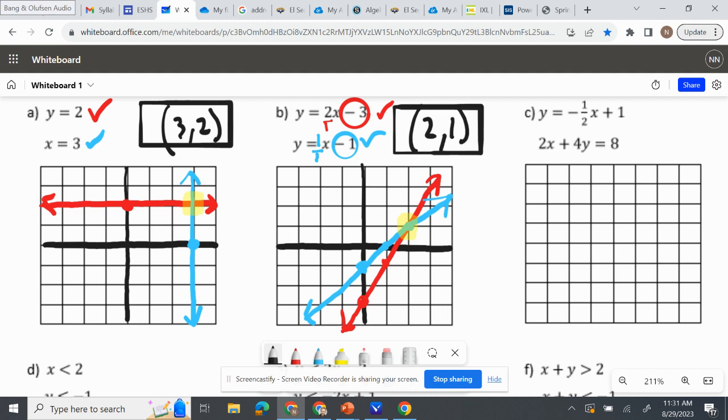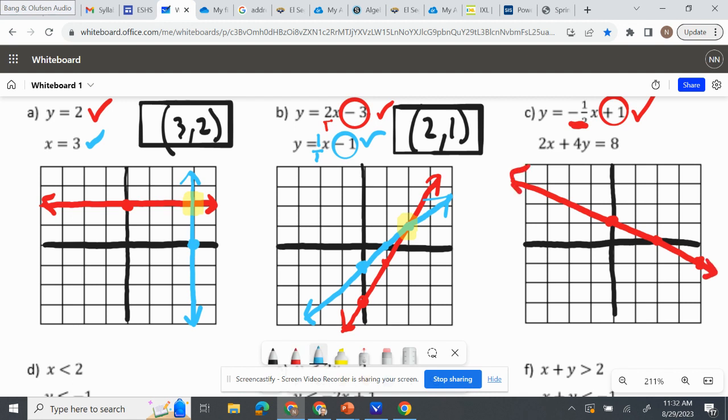Now for our third one, we're going to do the same thing. For the first equation, our y-intercept is positive 1, so we plot a point at 1. Slope is -1/2, so I go down 1 to the right 2. I'm going to go down 1 to the right 2 again, and that right there gives me my line.